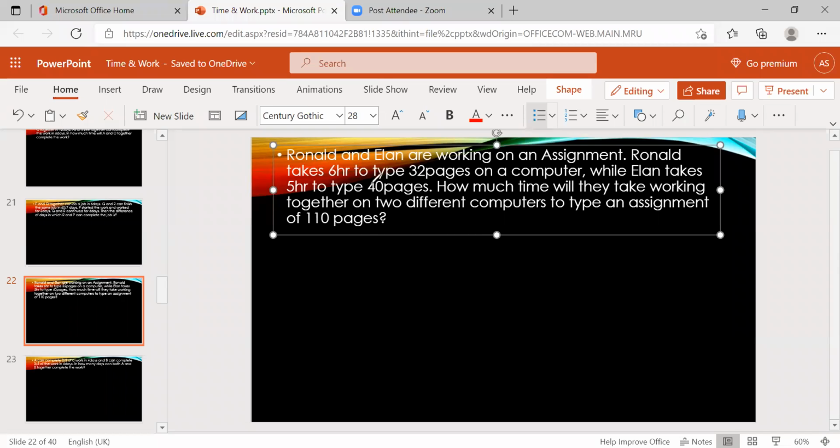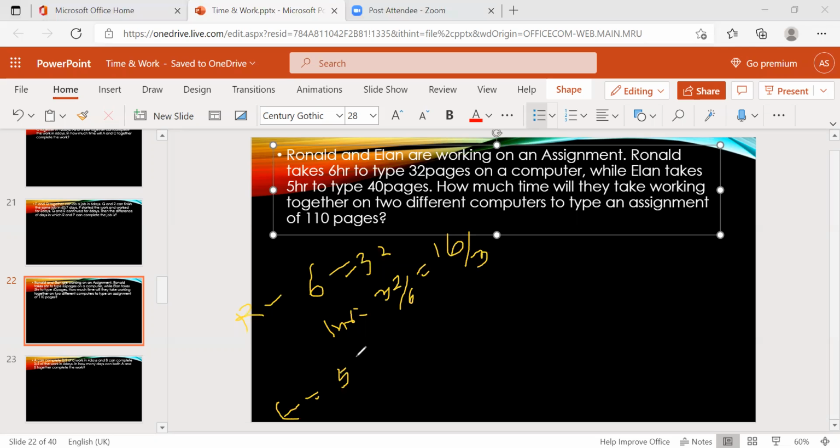Ronald takes how many hours? 6 hours for 32 pages. Ronald takes 6 hours for 32 pages. For 1 hour, just calculate. First, 1 hour: 32 by 6 is nothing but 16 by 3, right? And Ellen takes 5 hours to complete 40 pages. So 1 hour, 40 by 5 is nothing but 8 pages, right? Now we know 16 by 3 plus 8.